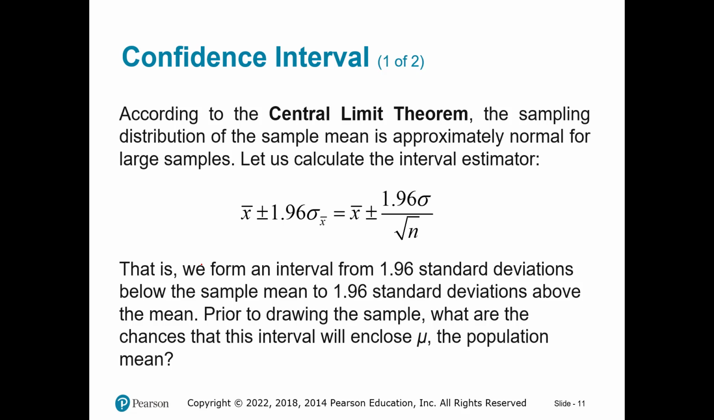So according to the central limit theorem, the sampling distribution of the sample mean is approximately normal for large samples. Large means more than 30 observations. So let us calculate the interval estimator. This is the most commonly used formula: sample mean plus or minus 1.96 standard deviations of the sample mean. We form an interval from 1.96 standard deviations below the sample mean to 1.96 standard deviations above the sample mean.